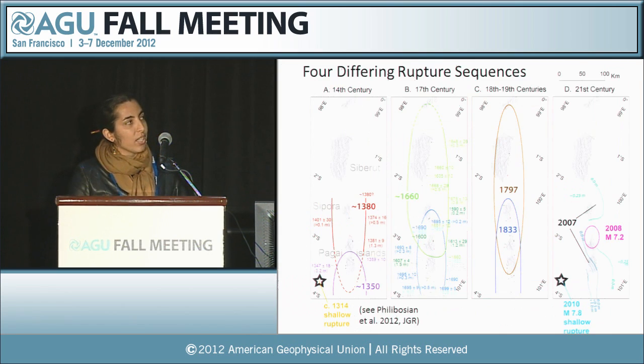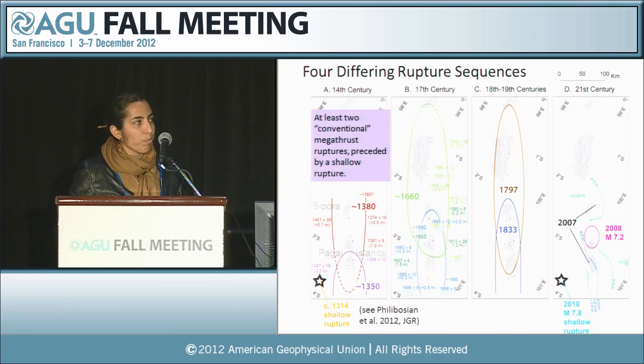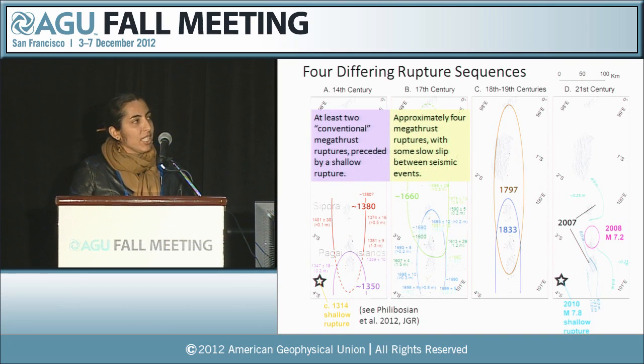Based on coral records, we can interrogate 4 separate rupture sequences in the Mentawais, and we discovered that each of these has unique characteristics. In the 14th century, we have at least 2 conventional megathrust ruptures, but these were actually preceded by a shallow event. In the 17th century, we actually have evidence for 4 separate earthquakes and some slow slip events interspersed with those.